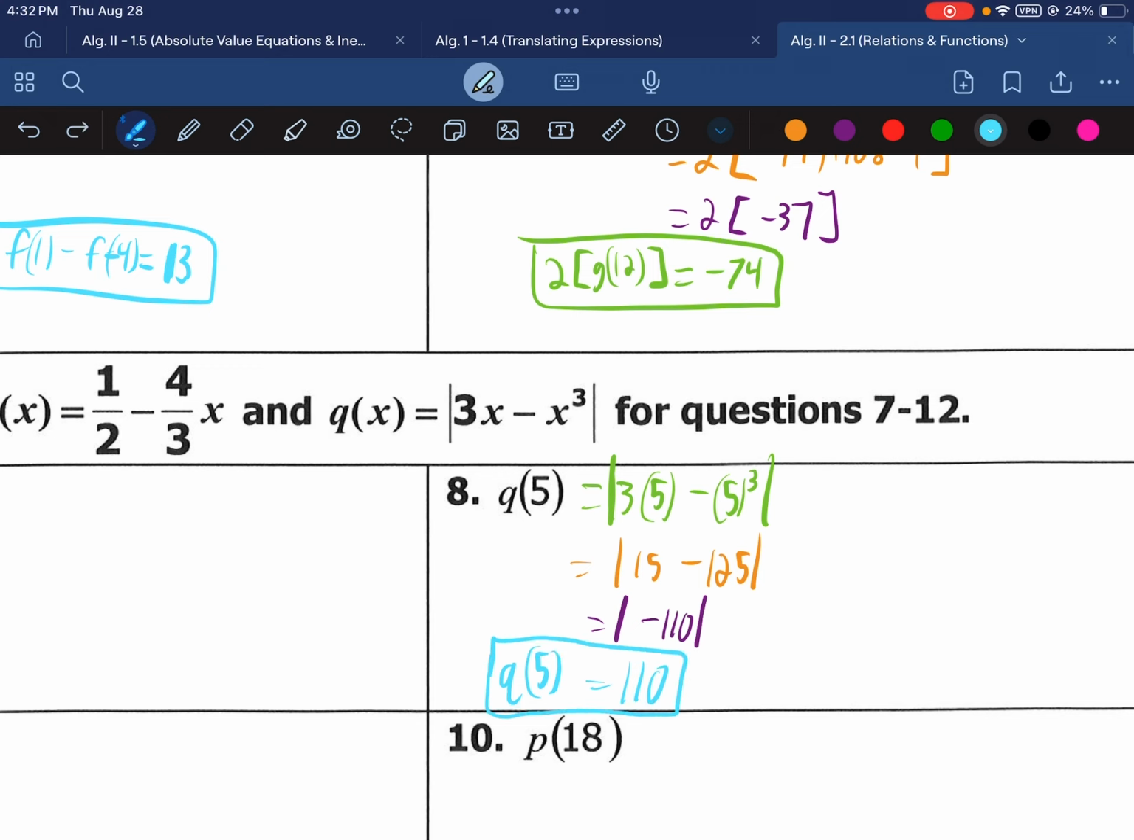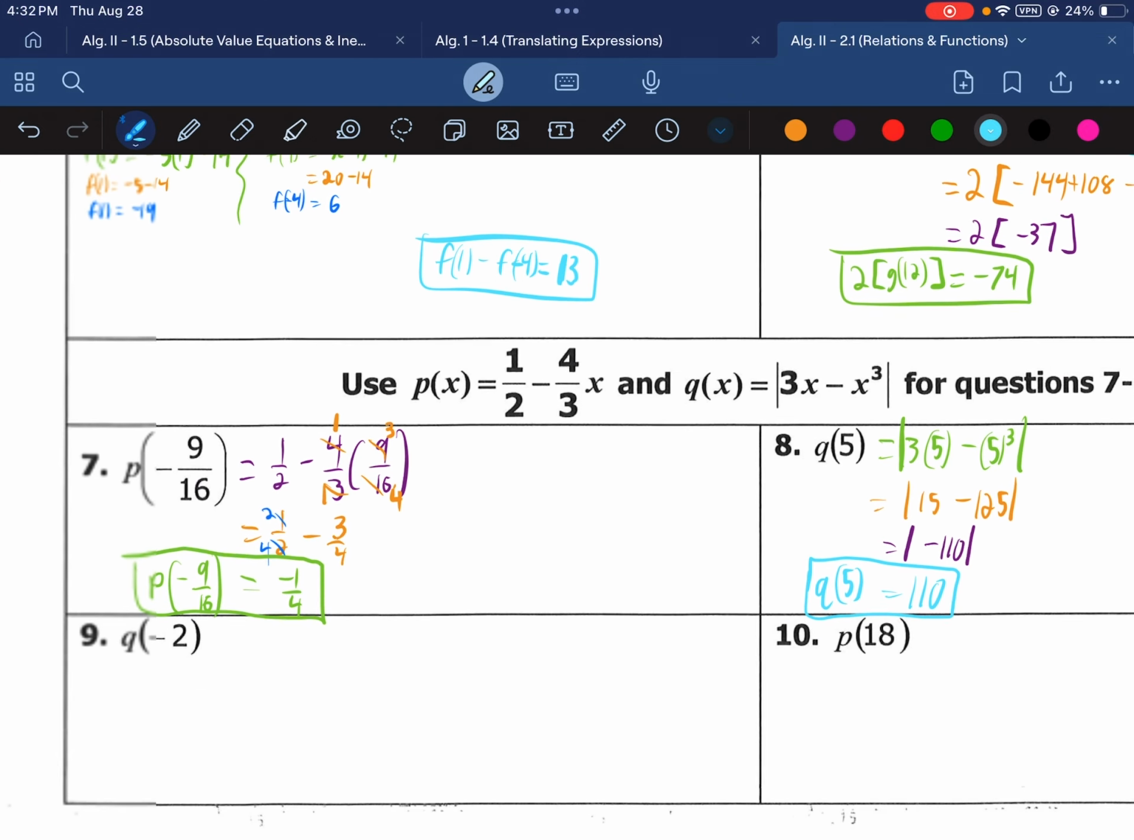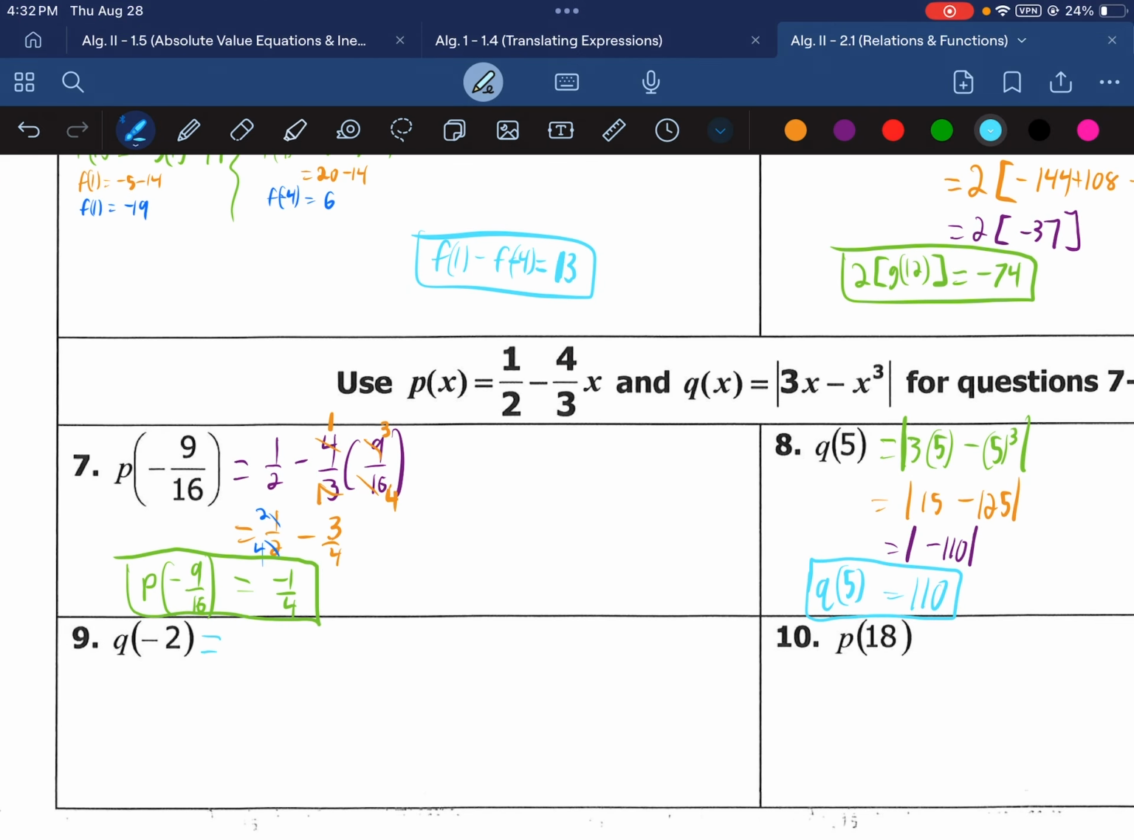Let me try that again. There we go. A less bad box. Number 9, q of -2. So that would be the absolute value of 3 times -2 minus -2 being cubed. So 2 negatives in a row there.